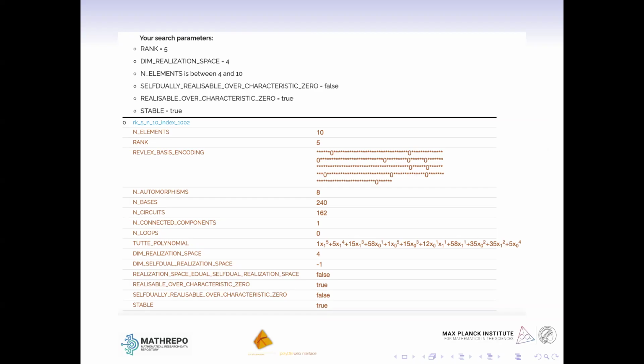No, only characteristic 0. We only tested for characteristic 0. We needed to limit ourselves.